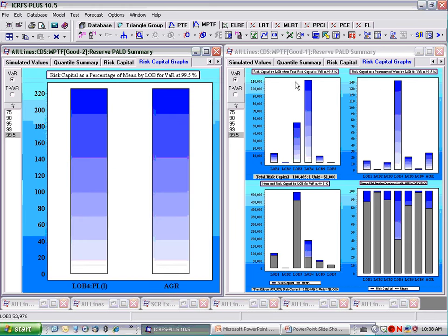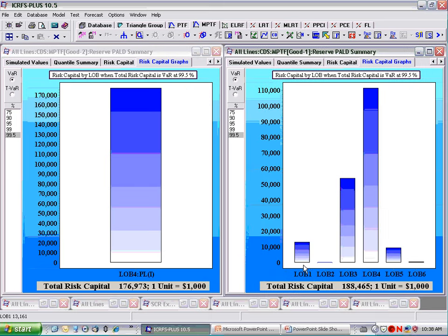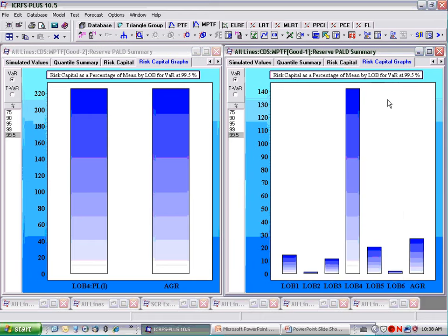However, the risk capital that you require at 99.5% based on the VAR of the aggregate is 188 million for all six lines of business, versus 176 million. Of the 188.465 million, you would allocate 111 million to LOB4. Percentage-wise, for the aggregate, this is really an indication of risk diversification credit. For the aggregate, you only need 27%. The VAR at 99.5% is only 27% of the mean reserve for the aggregate.